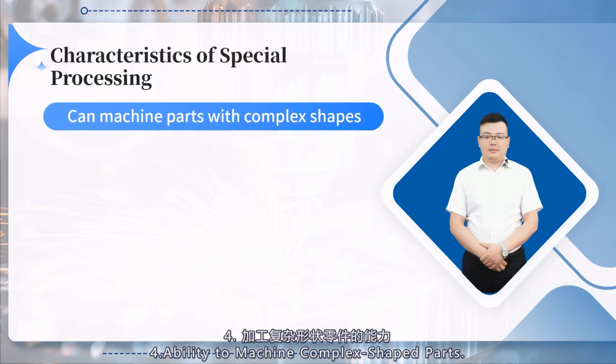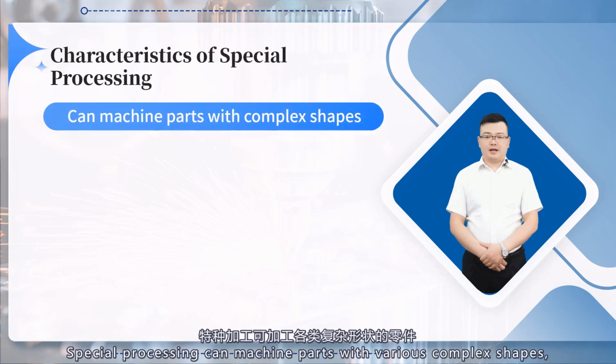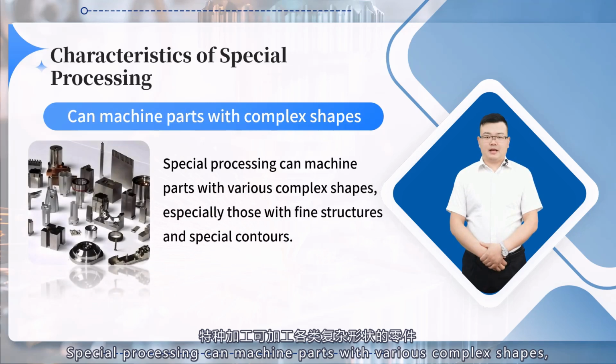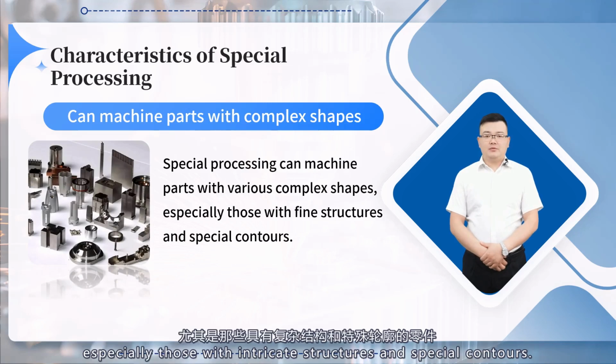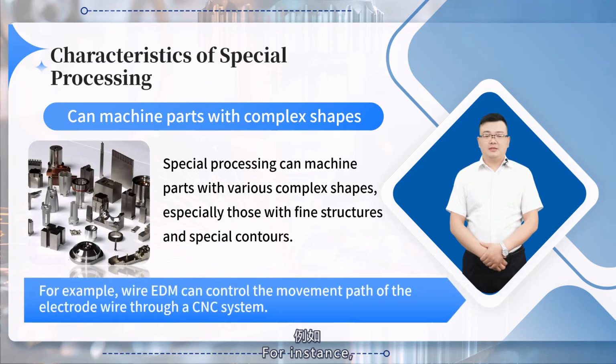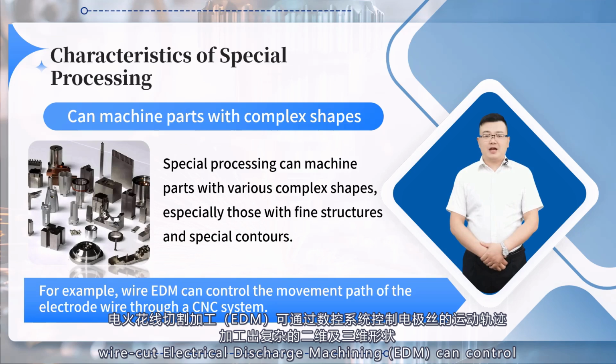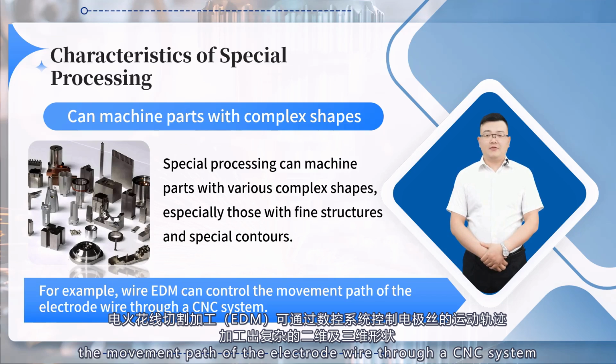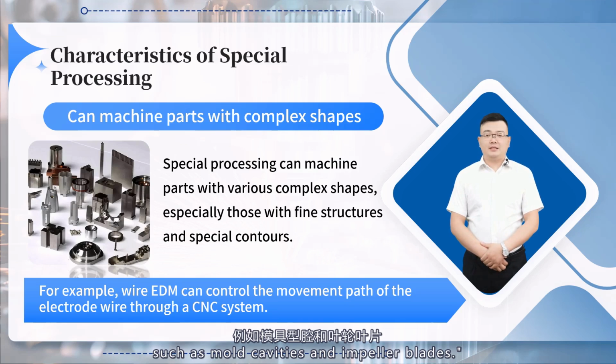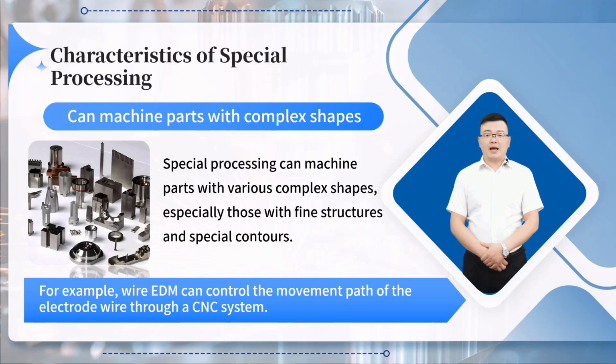4. Ability to machine complex shaped parts. Special processing can machine parts with various complex shapes, especially those with intricate structures and special contours. For instance, wire-cut electrical discharge machining (EDM) can control the movement path of the electrode wire through a CNC system to produce complex two-dimensional and three-dimensional shapes, such as mold cavities and impeller blades.